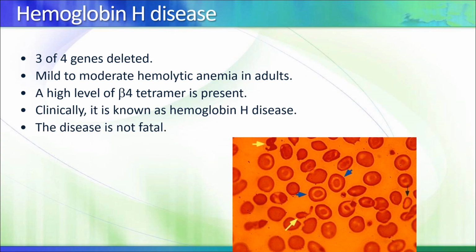Now, if 3 alpha alleles are deleted and only one of them is active, then this is known as HbH disease. And the reason is that such individuals would have a high quantity of the HbH hemoglobin molecule that is a homotetramer of beta. So this is known as HbH disease. This disease is not fatal, but it is symptomatic.